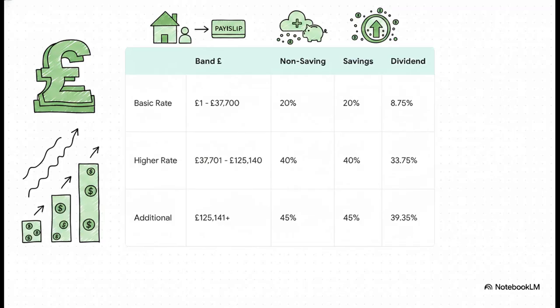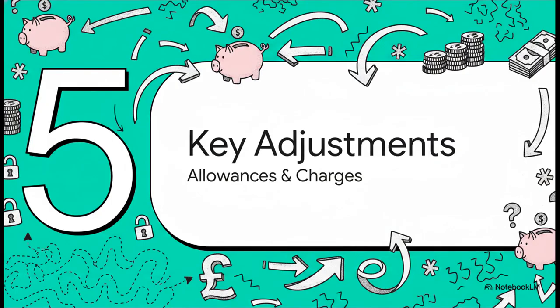So the UK has what's called a progressive tax system. That's just a fancy way of saying you don't pay one flat rate on all your income. Instead, your income is sliced up into different bands, and you pay a higher rate on the slices that fall into the higher bands. And as you can see here, it gets even more detailed, because different types of income, like your salary versus your dividends, can have their own special tax rates too. Okay, so that's the core system.